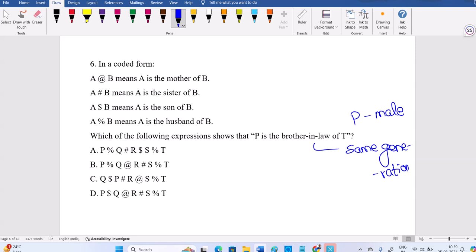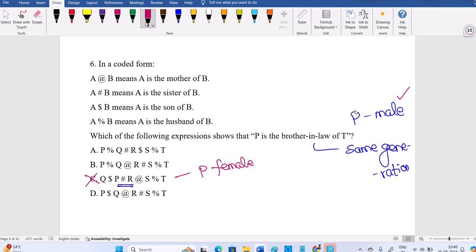Here, first thing, I'll focus on gender. Okay, see here, P is son of Q. P is male, so option D might be possible. P hash R, P is sister of R. I'm eliminating option C directly because of a gender issue. P hash R means P is sister of R, so P is female here. But we know P is brother-in-law of T, which means P should be male. Options A and B, male only, P percentage Q, P is husband of Q, P is male. Option D also, P is son of Q, P is male only. C is eliminated, one option eliminated using gender alone.